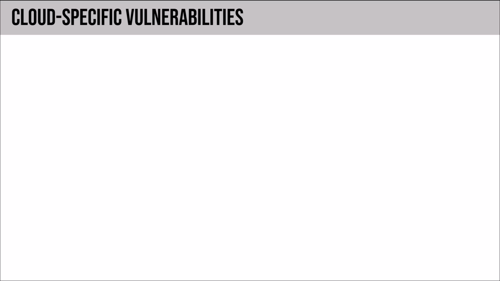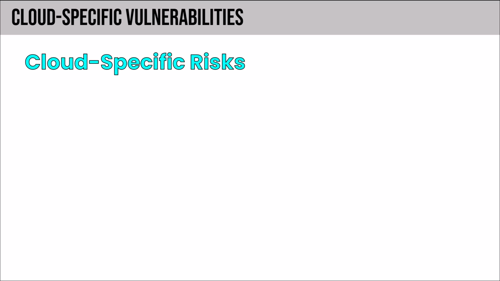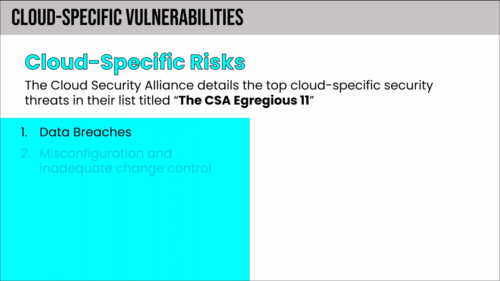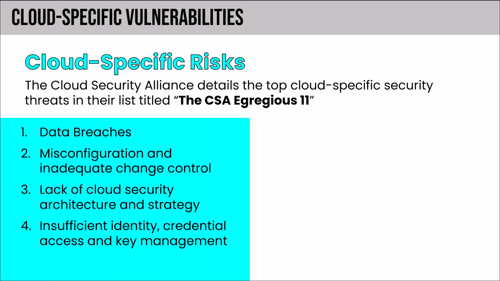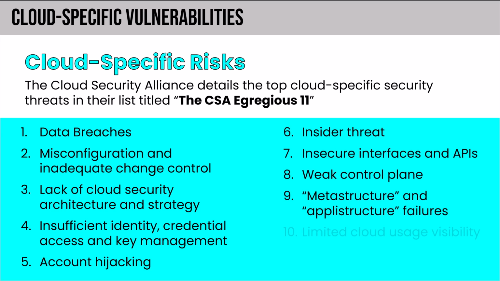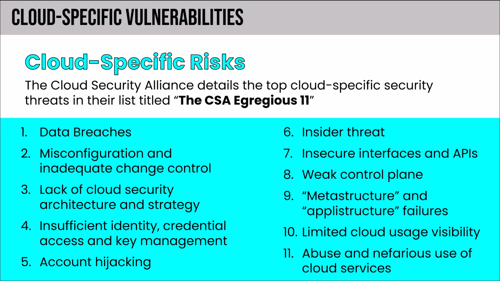I want to take you through a list of cloud-specific risks from the Cloud Security Alliance. They detail the top cloud-specific security threats in their list entitled the CSA Egregious 11. There's a word you don't hear every day. Egregious means shockingly bad, in case you're not familiar. So I'll list the 11 here. Some perhaps you've seen before, many I suspect you've never heard of, and we'll dig into each of the 11 in detail one by one.